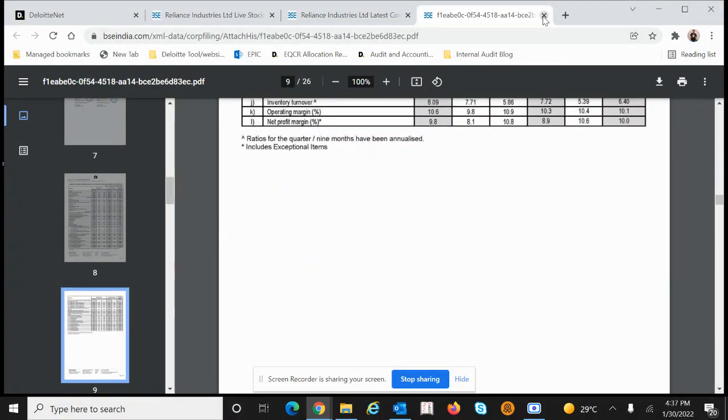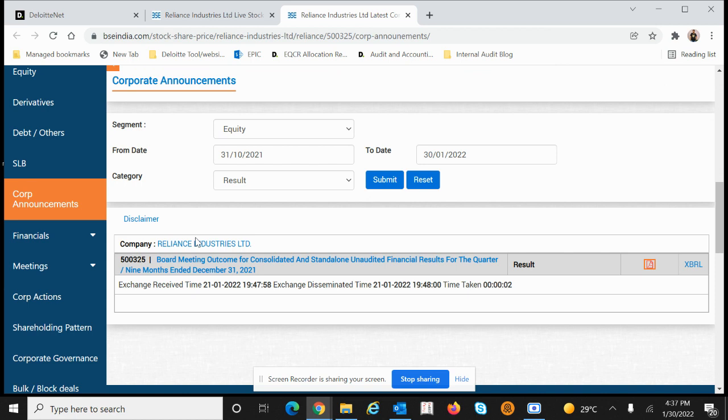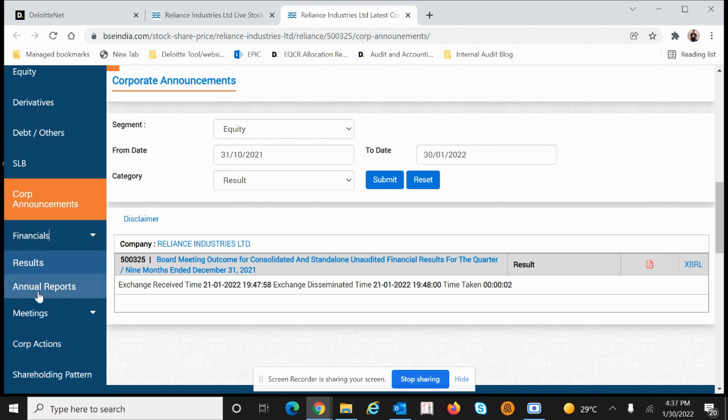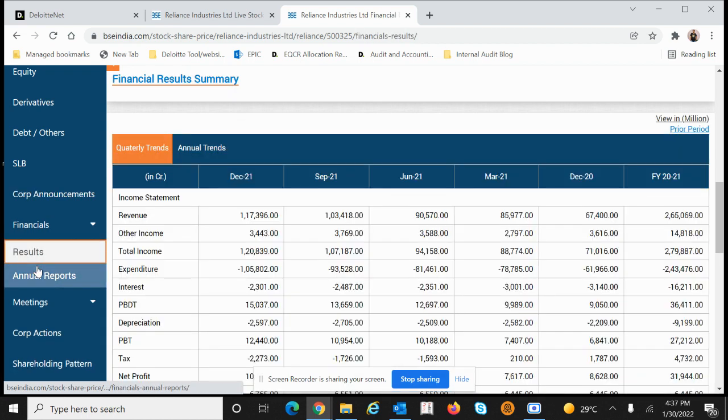I will just close the result. Let's say now, if you wish to see the result of the last 5 quarters, if you click on the financial, here you have two options. One is the annual report and the second is the result. I will just click on the result.